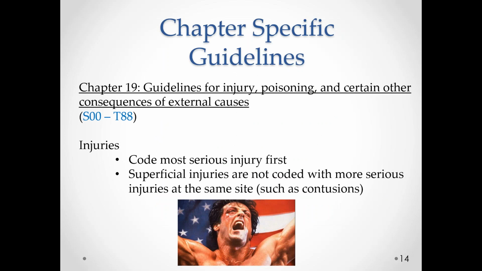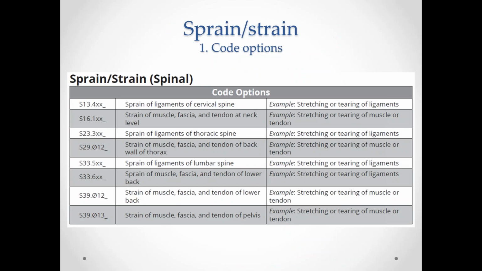So yeah, this is the last guideline I want to share with you. On chapter 19, which are your S codes, we are told to code the most serious injury first and do not code superficial injuries with more serious injuries at the same site. So an example would be a contusion. You wouldn't typically code for a broken rib, but there's no reason if they have trauma to also code for bruises over that rib if it was relevant. So those are just a few guidelines that I felt might be relevant for musculoskeletal diagnoses that you might find helpful. And now I'm going to shift into my top 7 conditions for chiropractors.